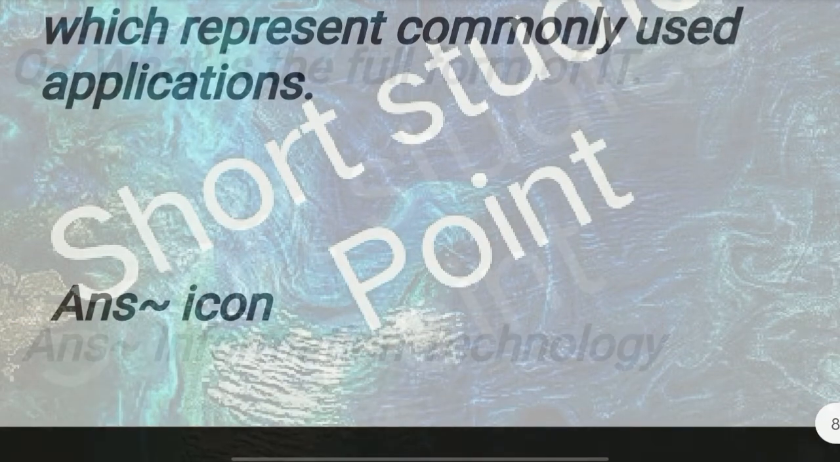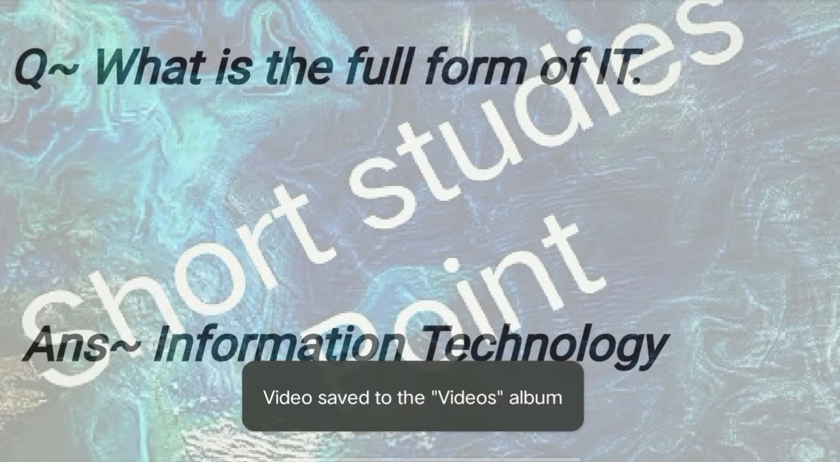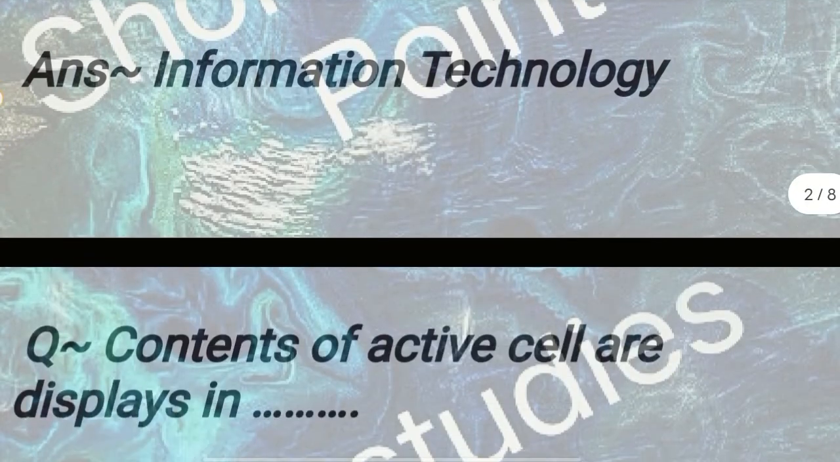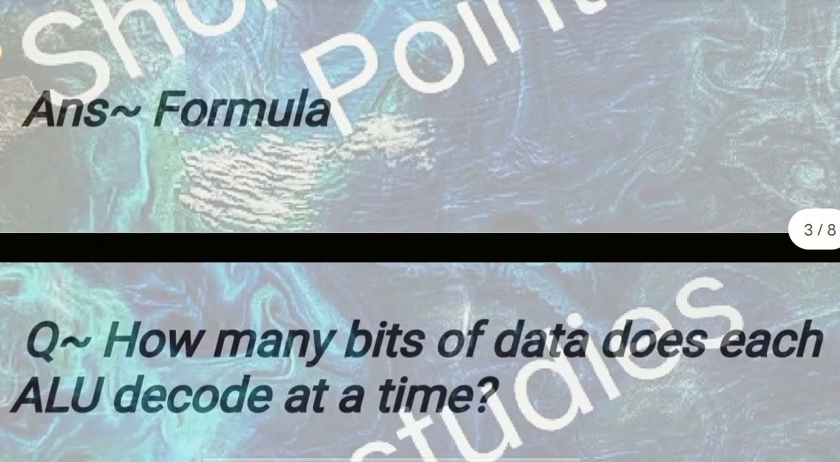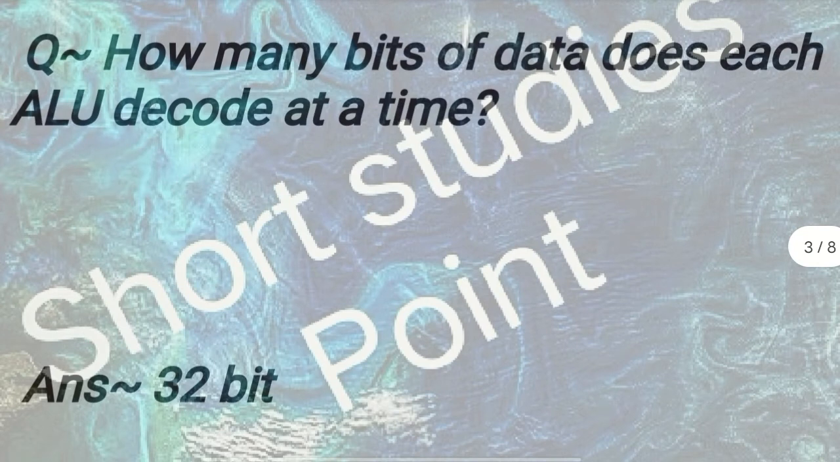Next question: Dash are graphical objects which represent commonly used applications. Answer: Icon. Question: What is the full form of IT? Answer: Information technology. Next question: Contents of the active cell are displayed in. Answer: Formula bar. Next question: How many bits of data does the ALU decode at a time?